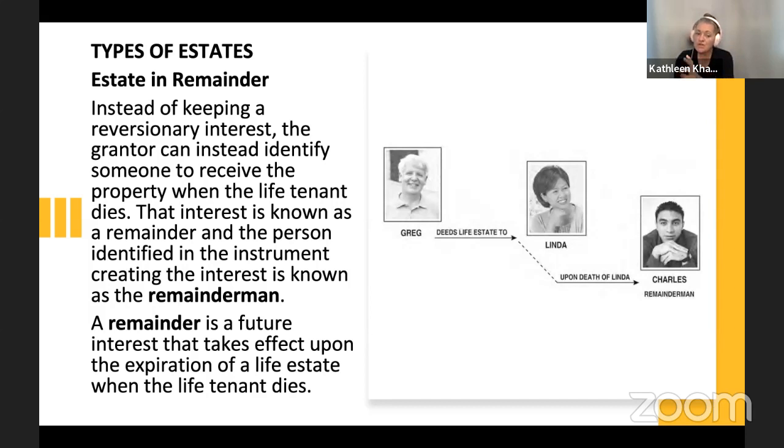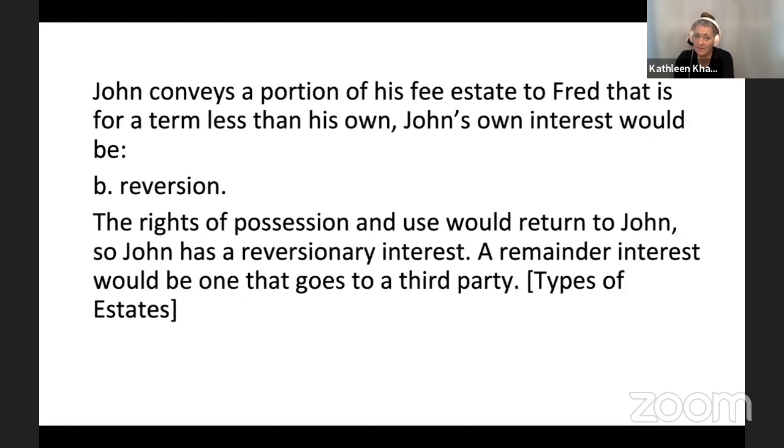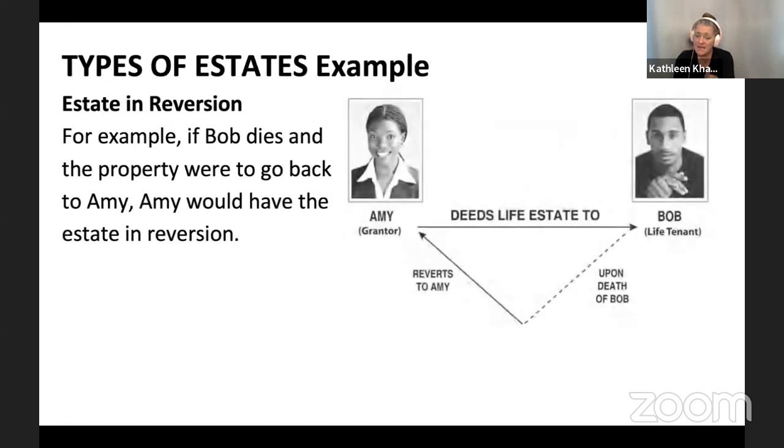A remainder is a future interest that takes effect upon the expiration of the life estate, when the life tenant dies. In this example, when Linda passes, Charlie gets the property. So Charlie has the future interest, an estate in remainder, and Laura has the future interest in reverter, in the same way that Amy has it reversed back to her. It'll come back to her.